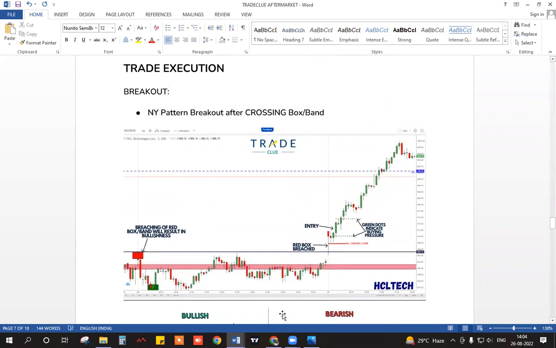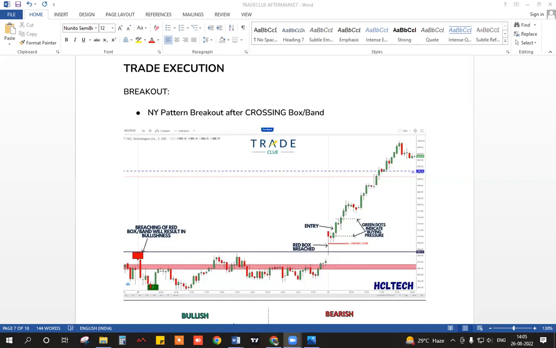So I hope the reversal structures are clear, and any queries regarding this session, because we are almost done with today's session on aftermarket analysis. So most of the queries, hopefully, will be cleared by this session. You will be getting this document later today itself. I'll post it on the group.